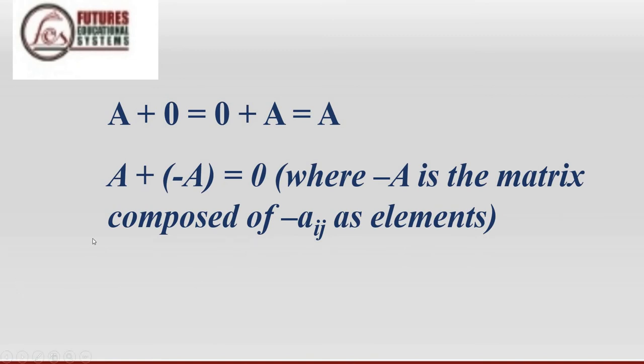This property: if we add any matrix to the zero matrix, or add the zero matrix to the same matrix, the result is the same matrix. The second property: if we add any matrix to its additive inverse, the result is the zero matrix.